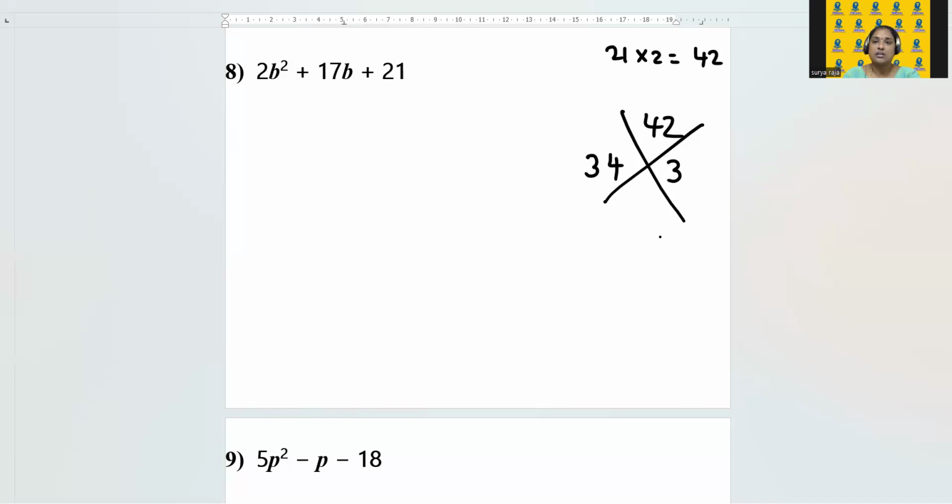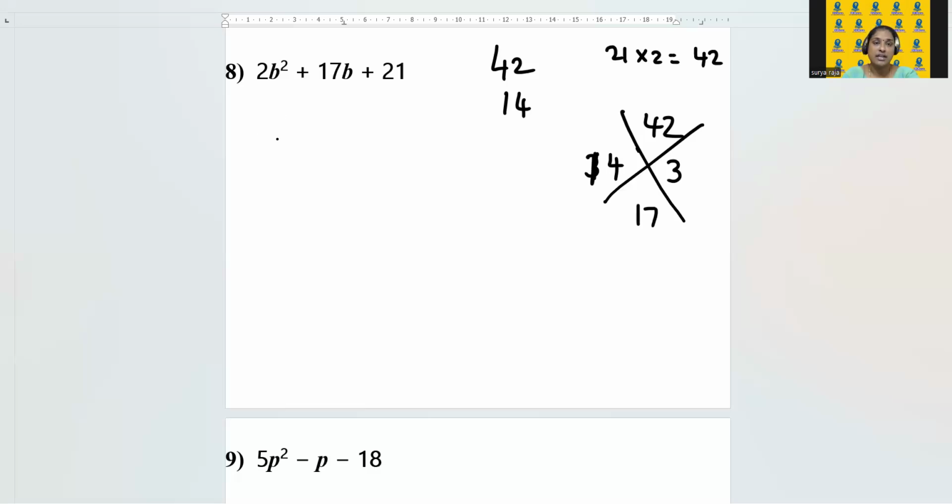Then can we take 42 divided by 2 is 21. 21 times 2 will not be. When you divide by 3, sorry, I have mistakenly written 34 instead of 14. Now, when I multiply 14 times 3, I get 42. And when I add, I get 17.